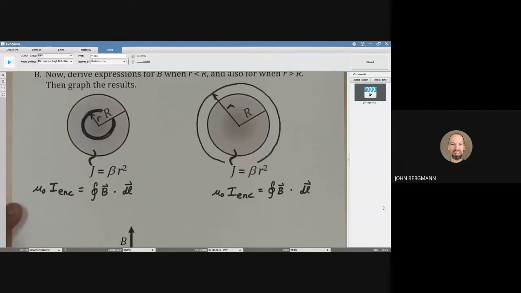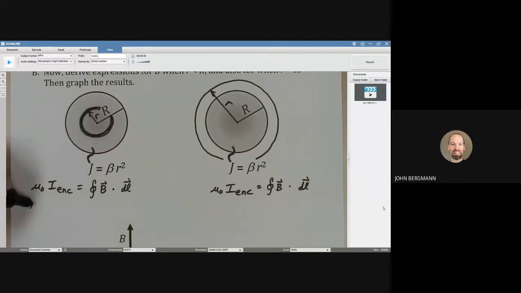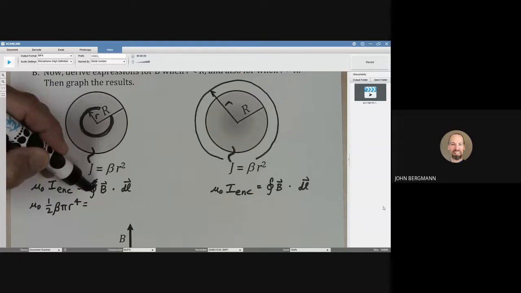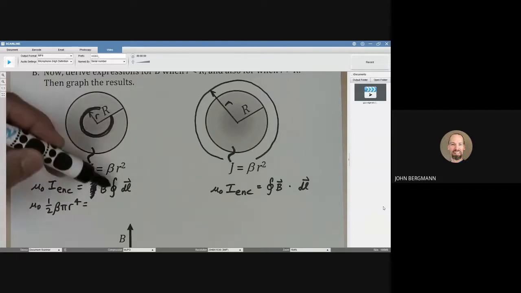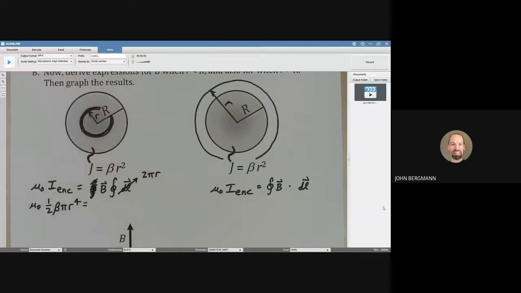Let's do it for the case where little r is smaller than big R. Here we go. Mu naught, and then the I enclosed, which we found on the previous sheet, was 1/2 beta pi little r to the fourth. And that's going to be equal to the magnetic field strength dot producted with us going around that little loop. The value of the magnetic field is going to be constant, and you end up integrating all the way around the circle. When you do that, you just get 2 pi r.